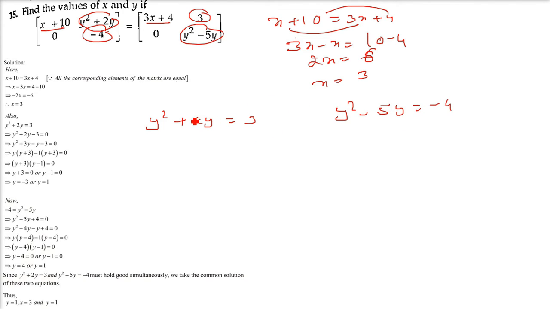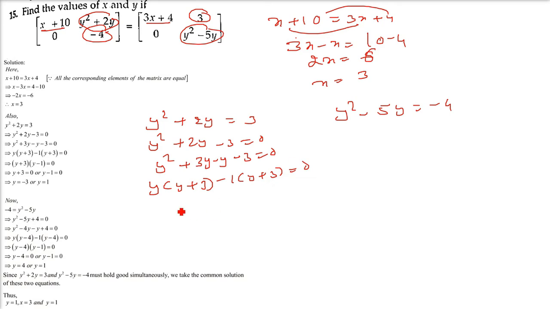We'll just find out. y square plus 2y minus 3 equals 0. You can write it as y square plus 3y minus y, which is 2y, minus 3 equals 0. You can take y common: y plus 3, minus 1, y plus 3 equals 0. We have y minus 1 and y plus 3, so y will be equal to 1, and here you get y equals minus 3. Okay, next one.